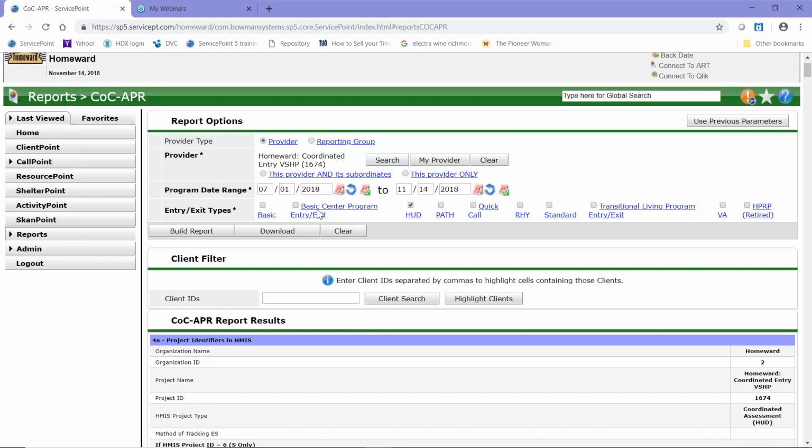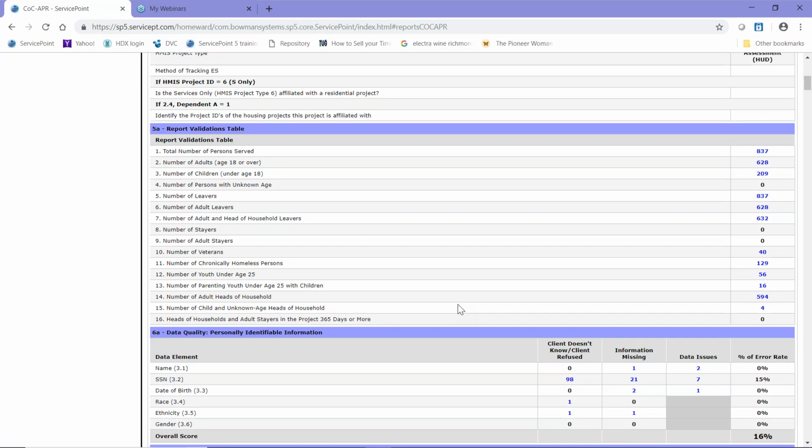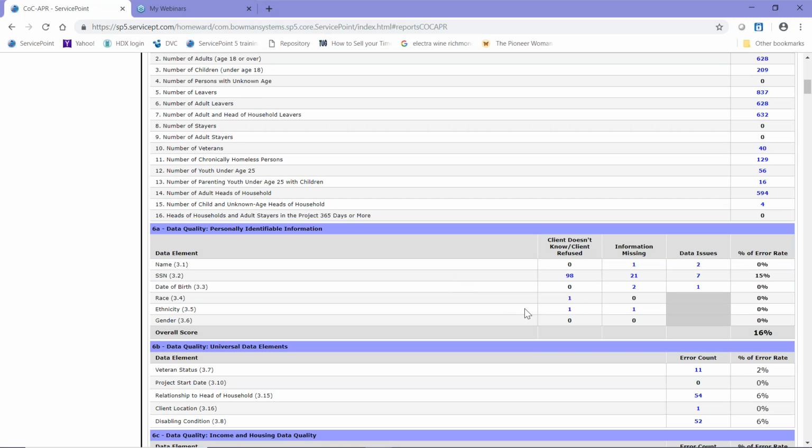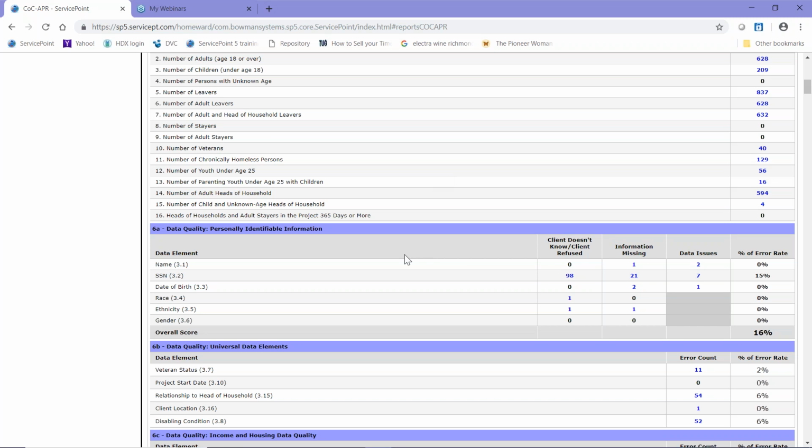Just remember that the longer the time frame, the longer it's going to spin, especially when in just this short period of time, this project had 837 clients. So keep that in mind, that it could spin and spin and spin for some time. Again, each number that is blue is clickable. So if I just quickly click on this and close it so that you really didn't see that, it's going to tell you the client ID and the name, first and last name, so you can then go and find that client in Client Point and fix the error, if it's a fixable error, okay?